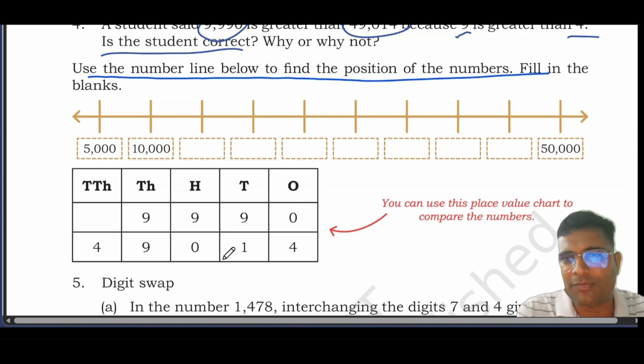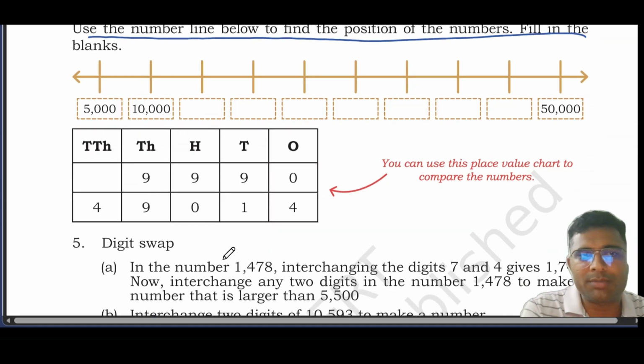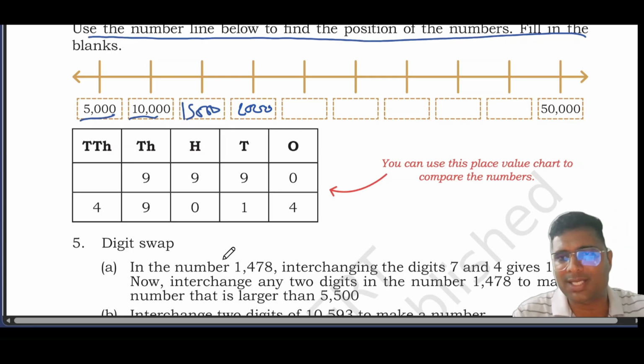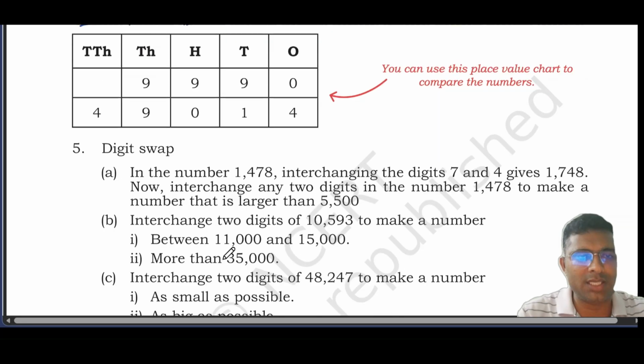Coming to next bachcho, what we have to do here: use the number line below to find the position of the number, fill in the blanks. So on the number line bachcho, the first number is 5,000, then 10,000, next will be 15,000, then it will be 20,000. It means we are adding 5,000 to the previous number to get the next number. So I think you can do it easily.